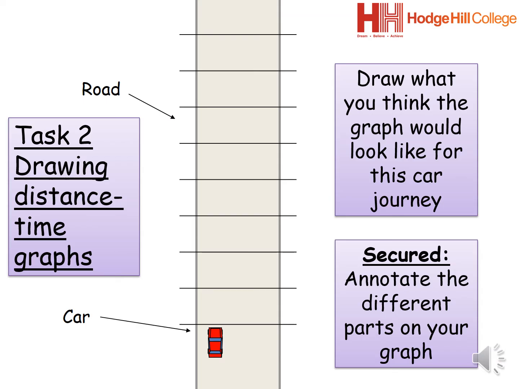Now, task 2, we're going to look at drawing a distance time graph. For example, we have a car here, and we're going to look at how this car moves. Later on we'll see if we can annotate the movement of this car on a distance time graph. So if you watch it firstly, and for the second time I will take it back and I'll describe how the car is moving.